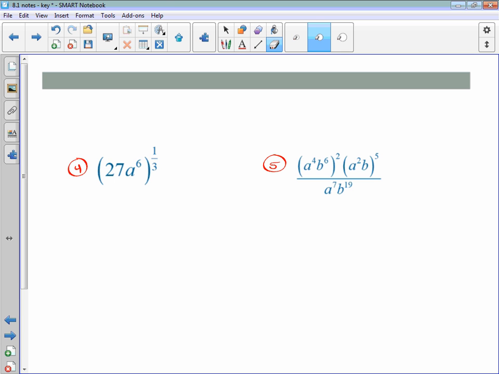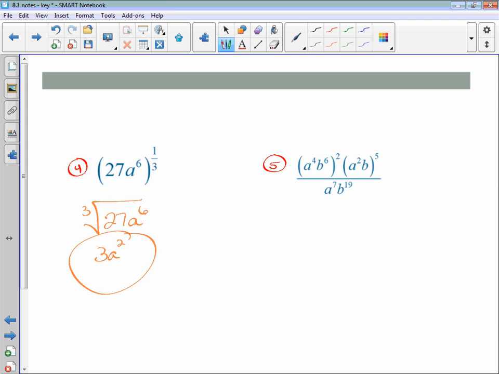Alright, guys, we gotta keep moving here, so let's look at them. Number 4: 27a to the 6th to the 1/3. That means the cubed root of 27a to the 6th. Well, what's the cubed root of 27? 3. Cubed root of a to the 6th? a squared. Good. You just divide: 6 divided by 3 goes in evenly. That's your answer. How many got that one?